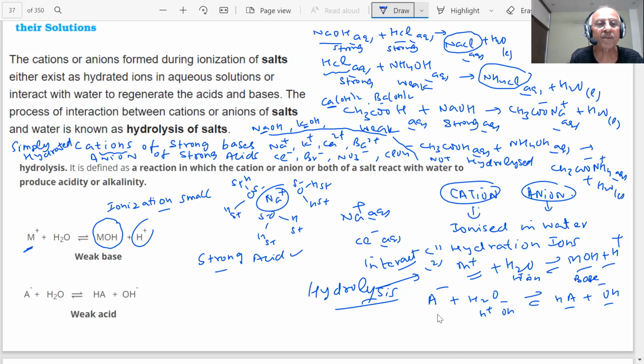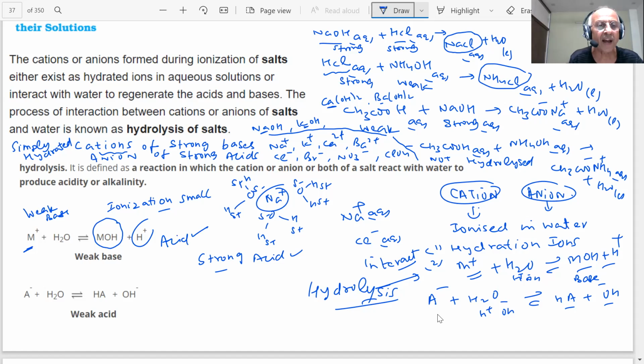The M plus is a cation. This will be a cation of a weak base, because hydrolysis happens only if it is a cation of a weak base; if it is a cation of a strong base, it will not get hydrolyzed. So it will produce a weak base. Weak base ionization is small. The solution will have more acidic H plus ions, so it will act like an acid.